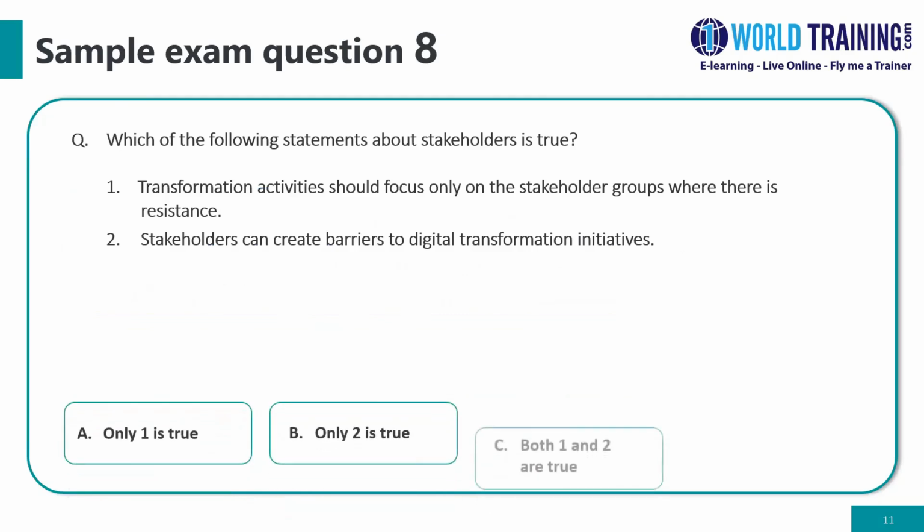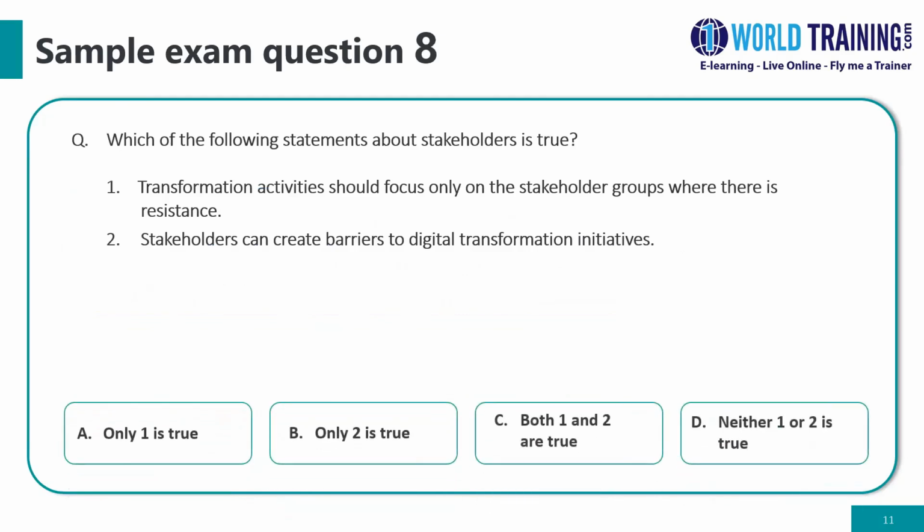Number eight, which of the following statements about stakeholders is true? The correct answer is only two is true. Stakeholders can create barriers to digital transformation initiatives. When you examine the first one, transformation activities should focus only on the stakeholder groups where there is resistance. So that's the wrong option. Look out for outliers like only. That's not the only stakeholder group that the transformation activities focus on. So look out for some of these outliers, and they're usually not true.